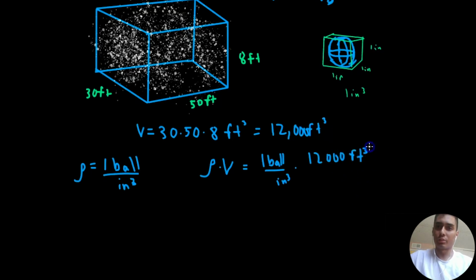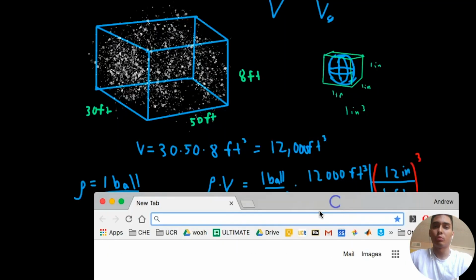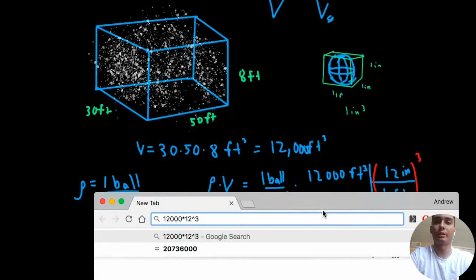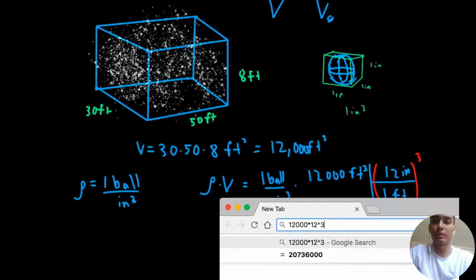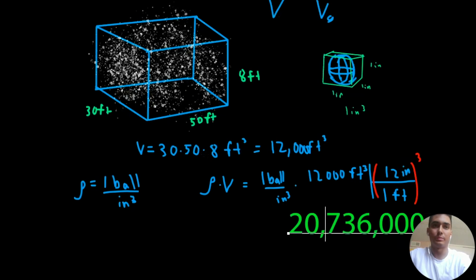All I have to do is a little conversion factor and say that in 1 foot there are 12 inches. Remember to multiply this. It's very important to use this conversion factor and multiply the entire thing by 12. So if we do this calculation, we multiply 12,000 by 12 to the power of 3, and we get an answer of... it's a hefty number. 20 million. 2.0 times 10 to the 7 golf balls.